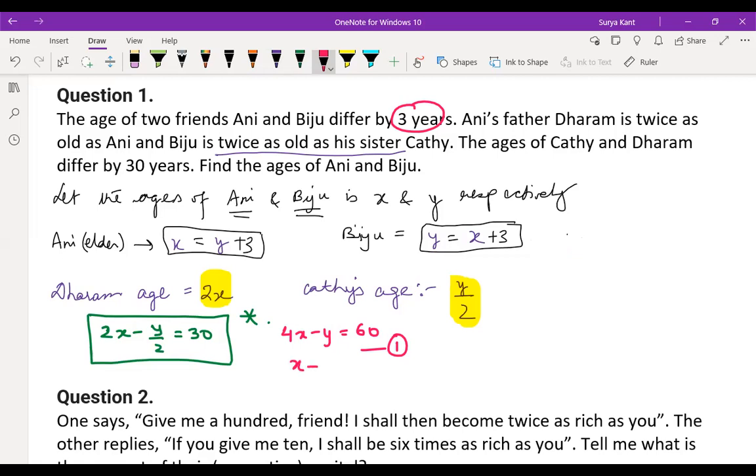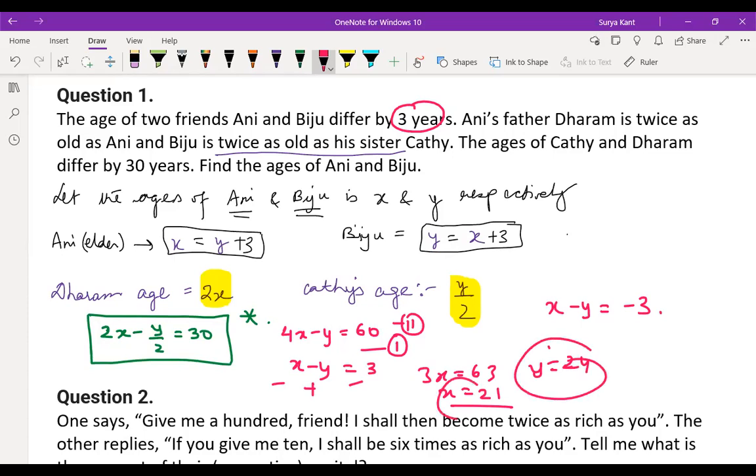So if we take x minus y is equal to 3, then what do we get? And once we consider x minus y is equal to minus 3, then what is coming? Solve both equations. So here this will become plus, this will become minus. We'll get 3x is equal to 63, x is equal to 21, right? If x is equal to 21, then y is equal to 24.